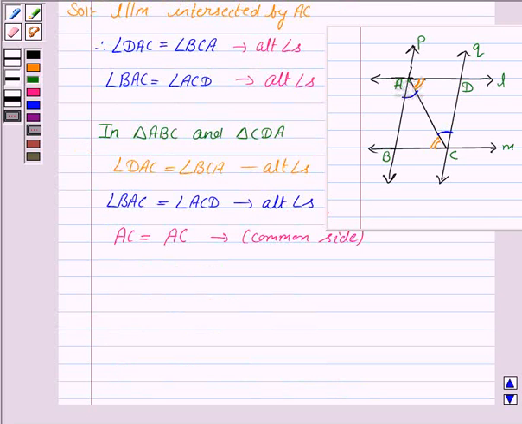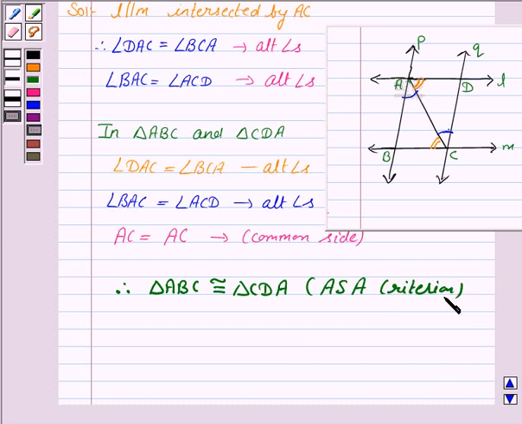So we have shown that two angles and one included side of both triangles are equal. Therefore, by ASA criteria, triangle ABC is congruent to triangle CDA by ASA criteria. Hence proved.